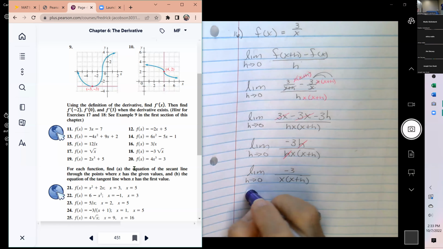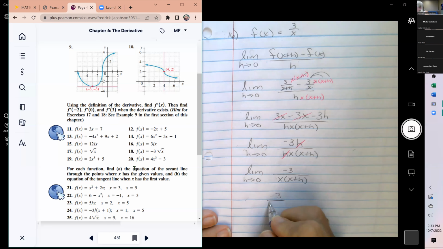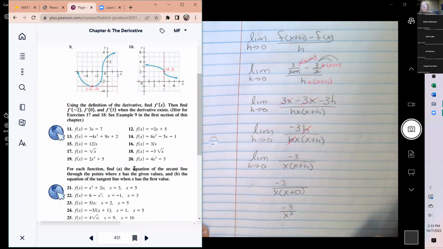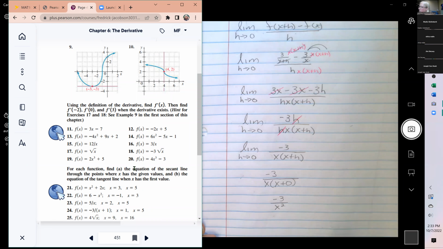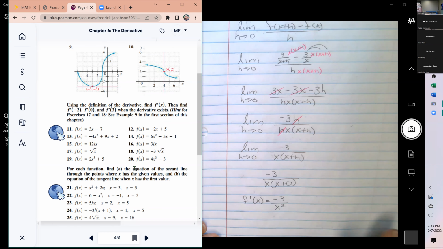If we plug it in, we have -3 over x times x plus 0. So x times x, because that's just 0, is -3 over x squared. So this is the instantaneous rate of change for the function. Any questions on that?